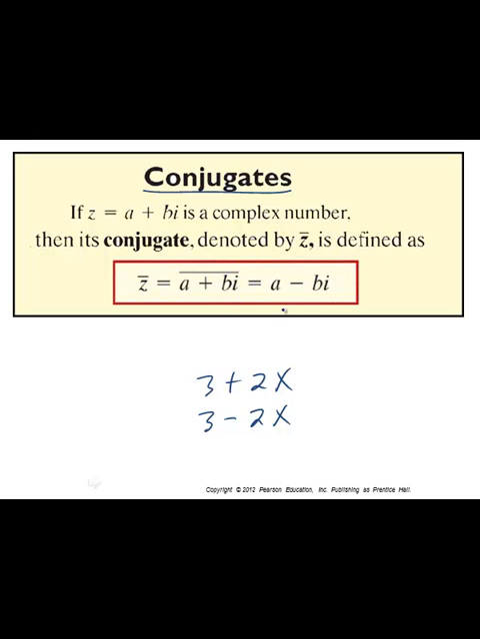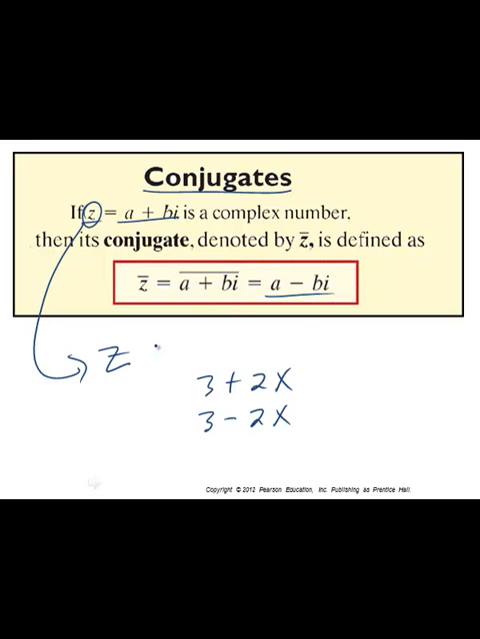Well, we have the same concept with complex numbers. If you have the complex number z equal to a plus bi, then the conjugate of that complex number is going to be a minus bi. Now, let me just do it as an aside here and mention that z is often used as the generic number that is complex.